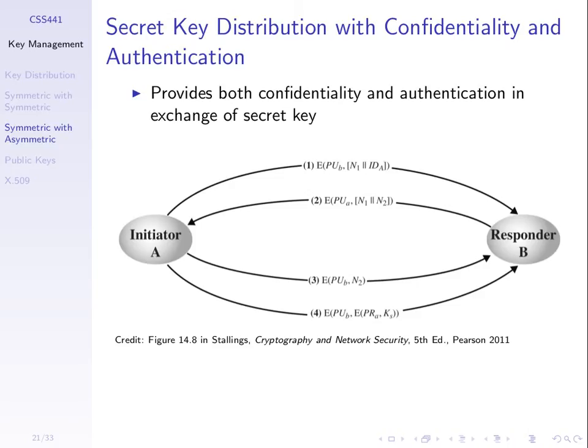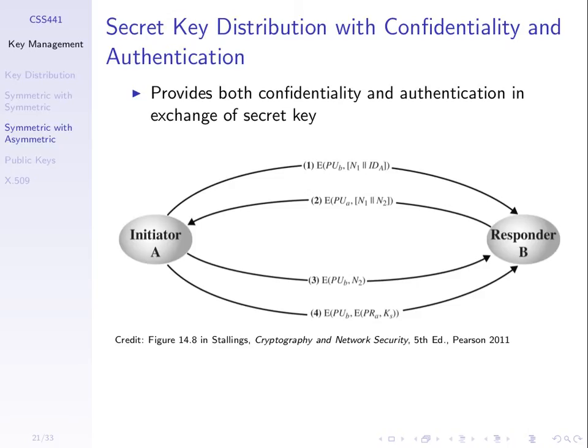The only person who could send message 3, which contains N2, is the person who can decrypt message 2, which contained N2. Who can decrypt message 2? User A, because user A has the private key of A. So the first three messages are just to confirm to each other you're talking to the right person, that it's not an imposter in the middle. And then the last one is the session key, KS.